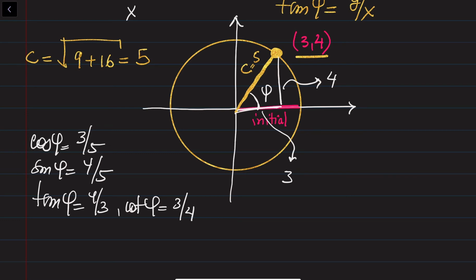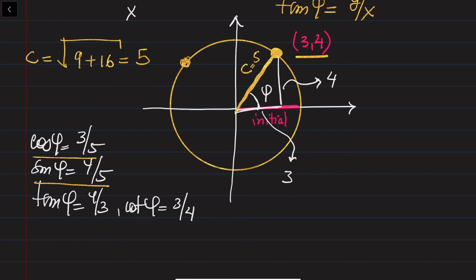So now what if your points are given somewhere else? For example, if your point is given here, right? You see, in order to define the cosine, it appears you need to divide the x-coordinate by the radius. In order to define the sine of phi, you need to divide the y-coordinate by the radius.